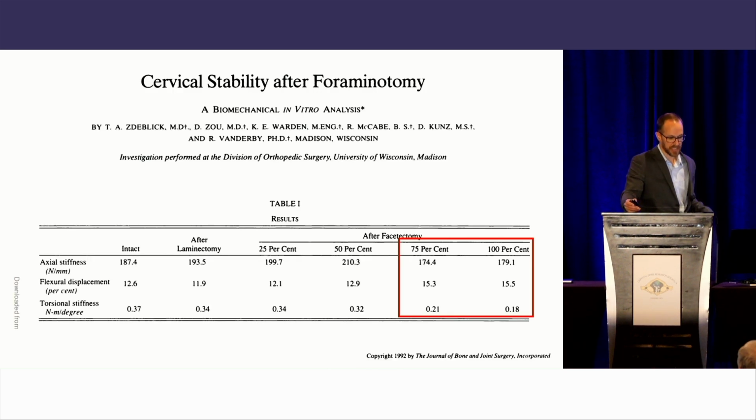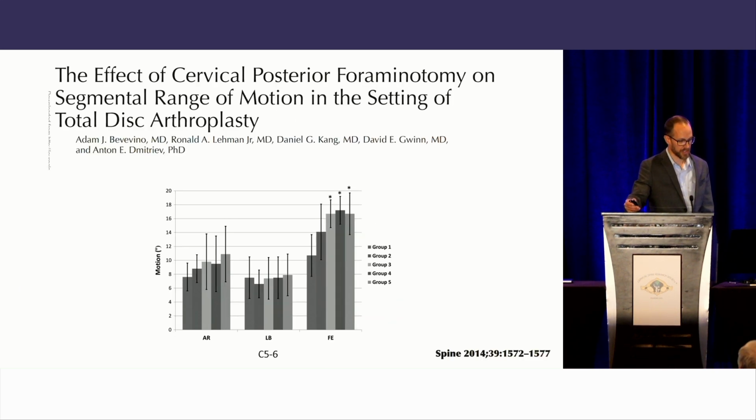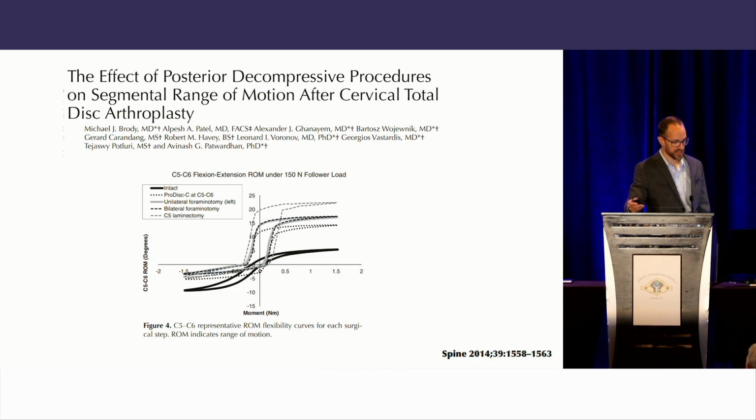We know that resecting more than 50% of the facet joint from some older studies creates some more instability. There are 2 biomechanical studies that have been published on this. The summary of this study was that the addition of unilateral or even bilateral foraminotomies did not lead to instability as long as the resection was limited to less than 50% of the facet joint.